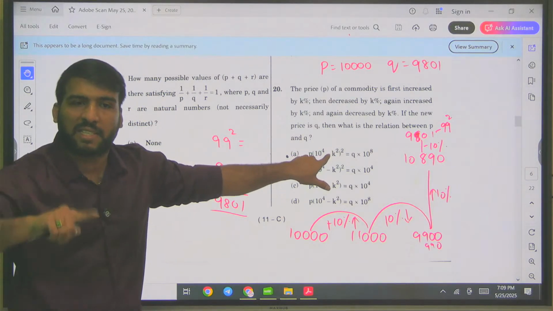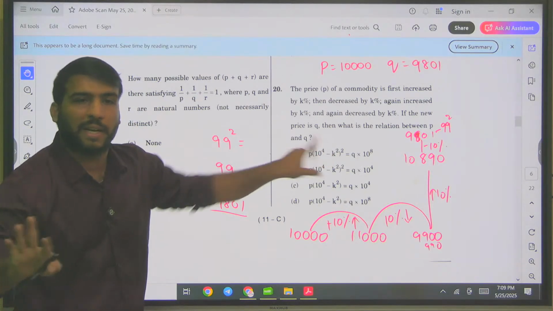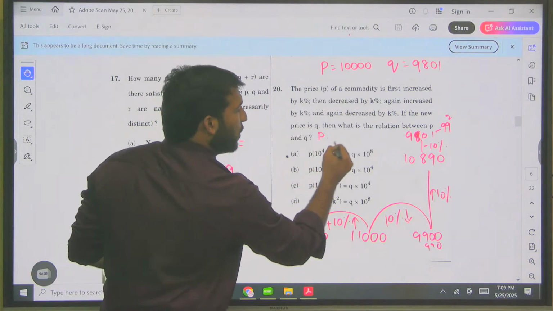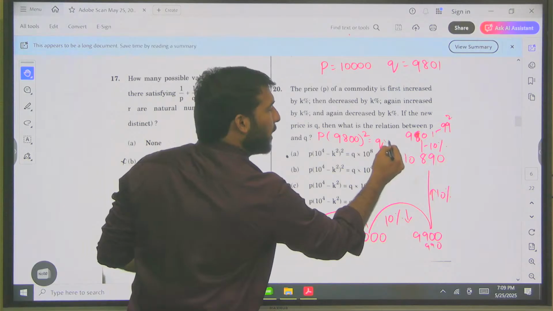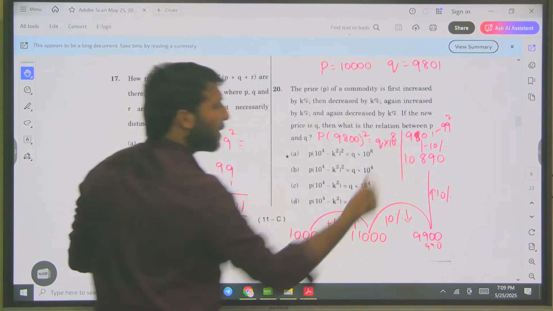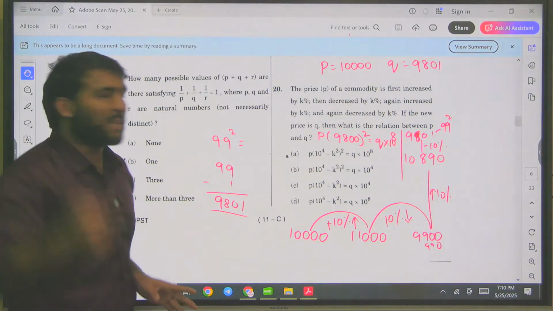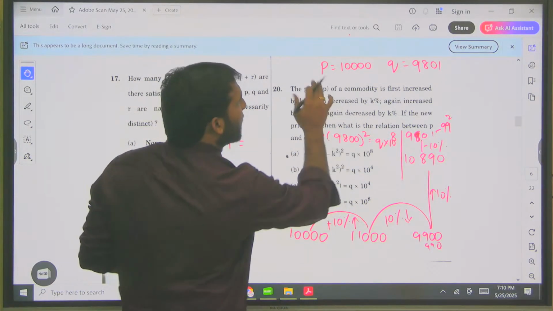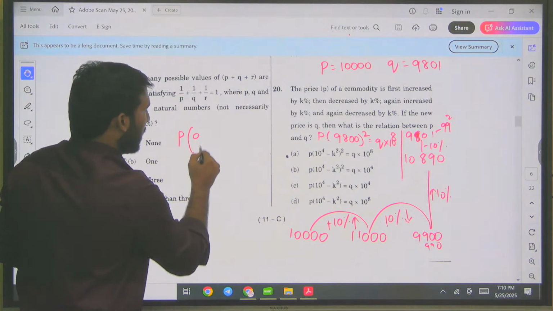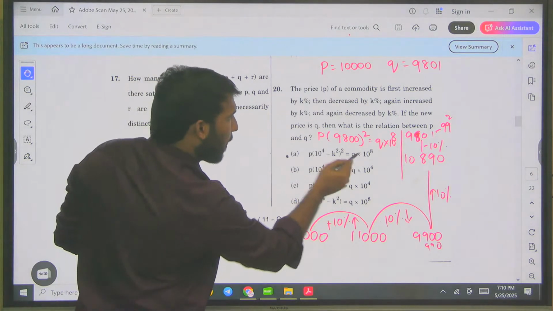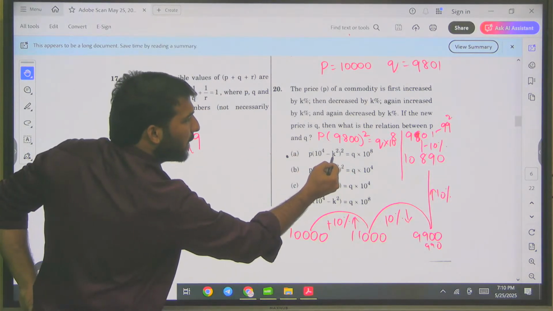If you observe this particular question, 10 power 4 minus K square. K square means what? I am considering K as 10, so K square is 100. 10 power 4 minus 100 is 9,900. P into 9,900 whole square is equal to Q into 10 power 8. Yes or no? First option.